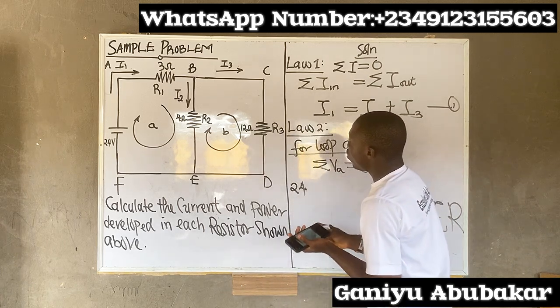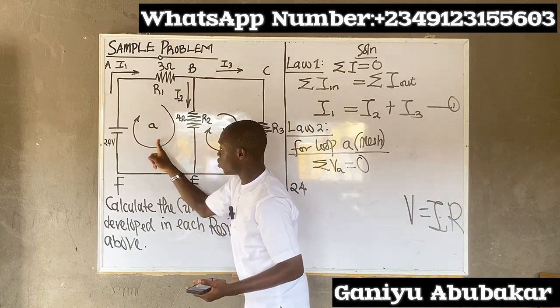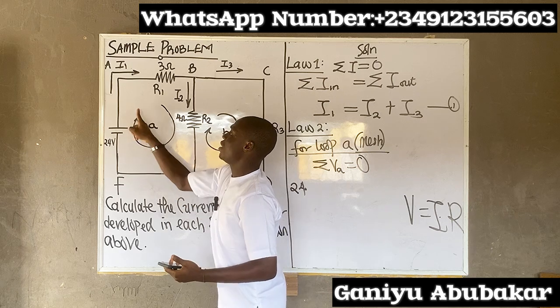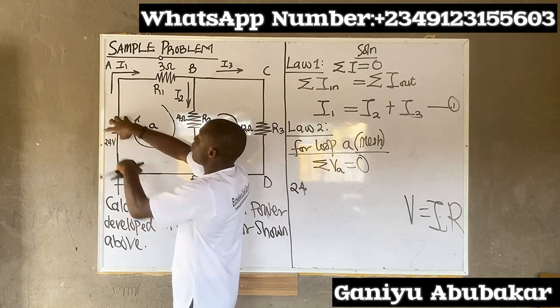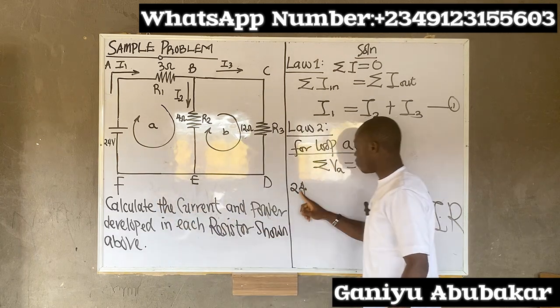So from here now, look up please. Observe this direction. This one here moves this way. So if I want to pass here, I'm moving from lesser to higher. I have a positive 24.